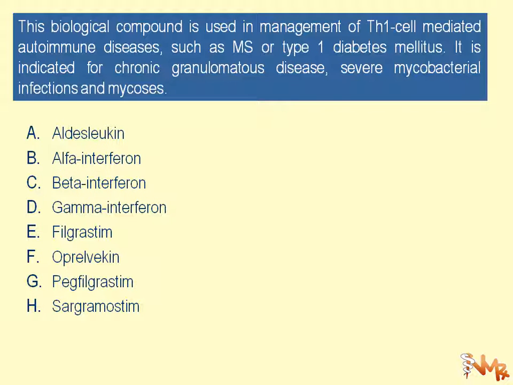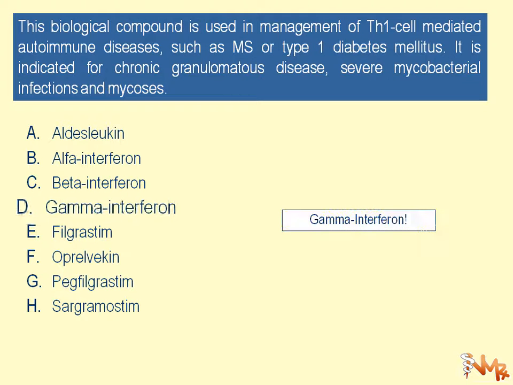The first case: this biological compound is used in the management of T helper 1 cell mediated autoimmune diseases such as multiple sclerosis and type 1 diabetes. It is indicated for chronic granulomatous disease, severe mycobacterial infections, and mycosis as well. Which one is this biological? This one is a good description that matches gamma interferon.